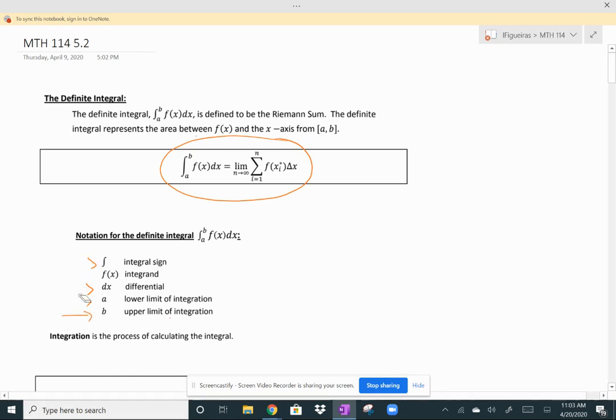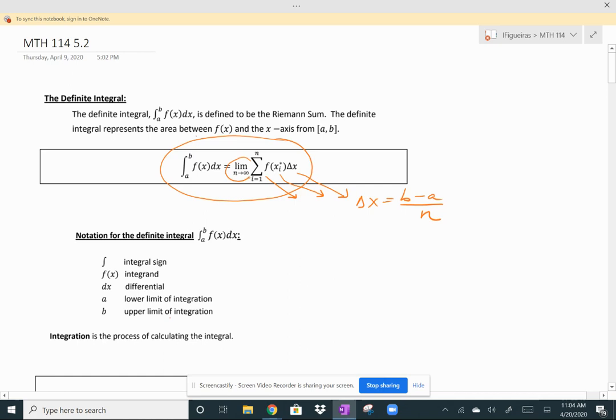The right side, if you recall, is your summation symbol. This means that you're adding a bunch of terms together, where f of x sub i is the height of the rectangle, and delta x is the width of the rectangle, where, if you recall, delta x is b minus a over n.